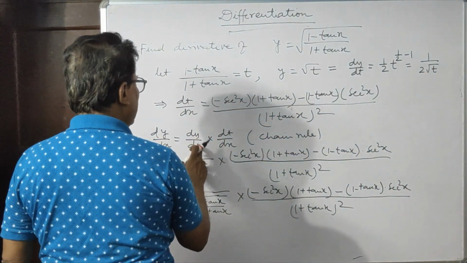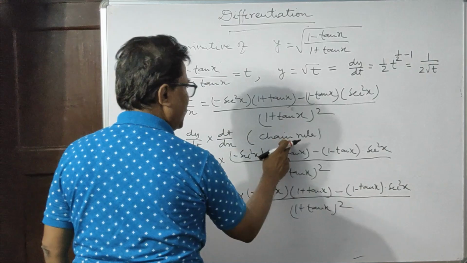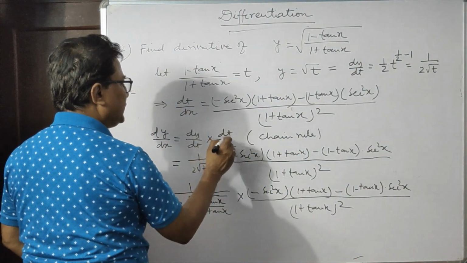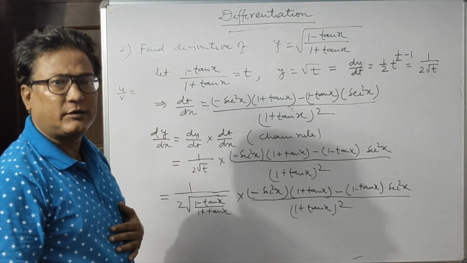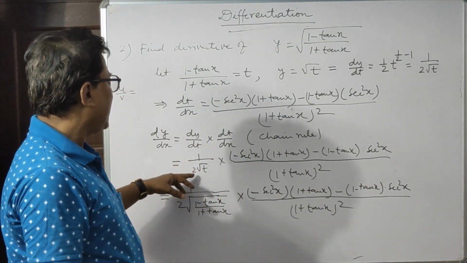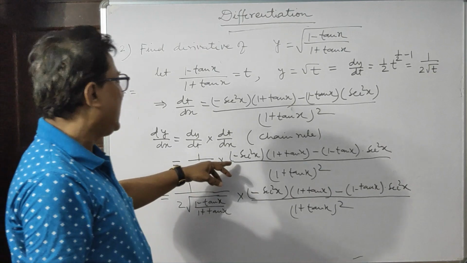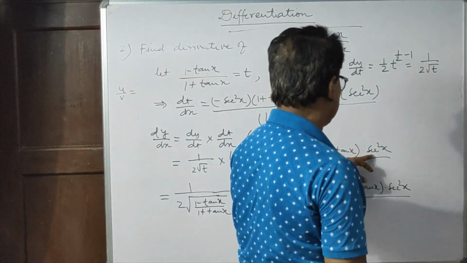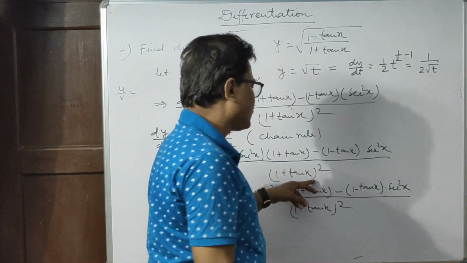dy by dx will be dy by dt by dx. By the chain rule, we know that it is dy by dt into dt by dx. So how much will it come? It will come 1/2 root t and sec square x (1 plus tan x) minus (1 minus tan x) into sec square x over (1 plus tan x) square.